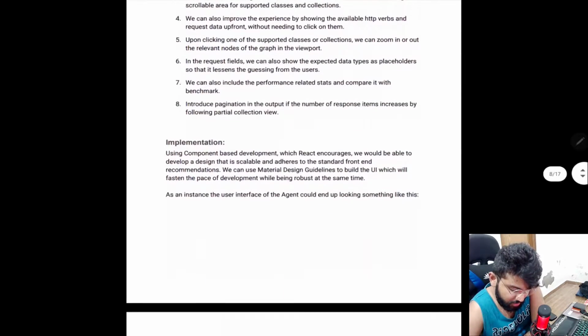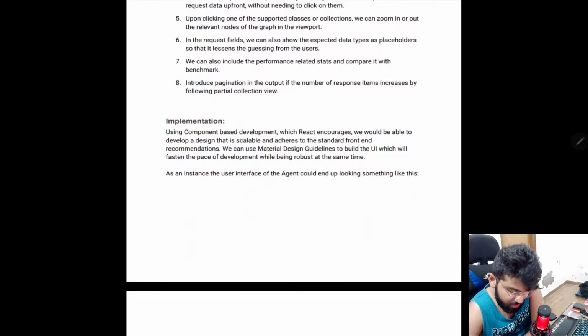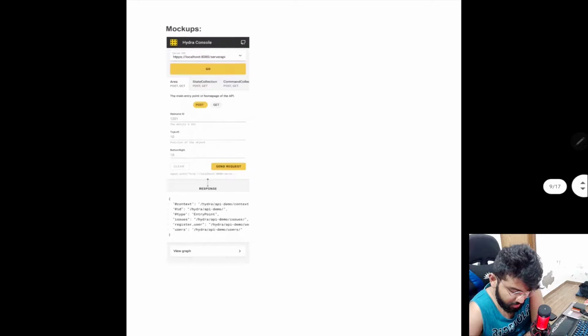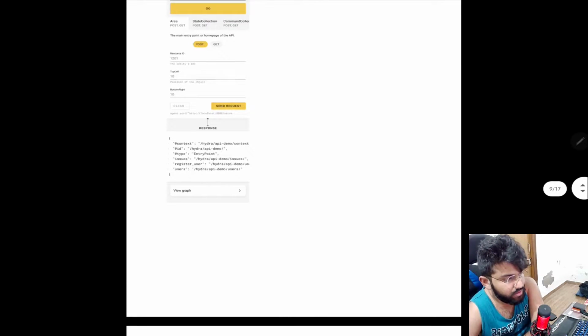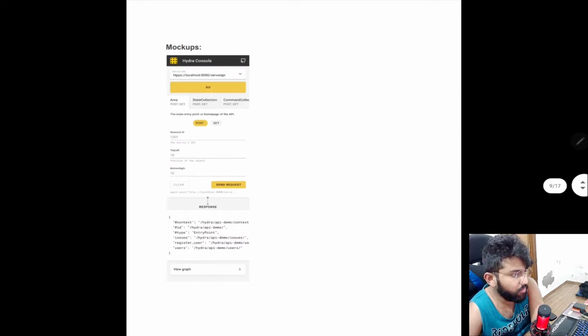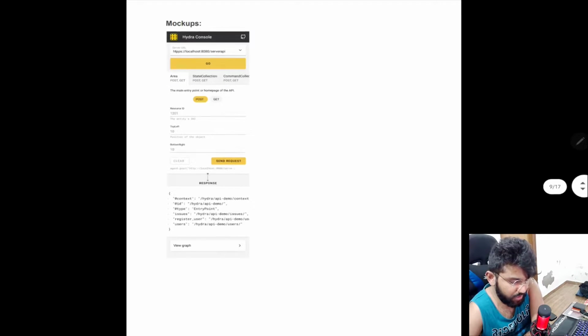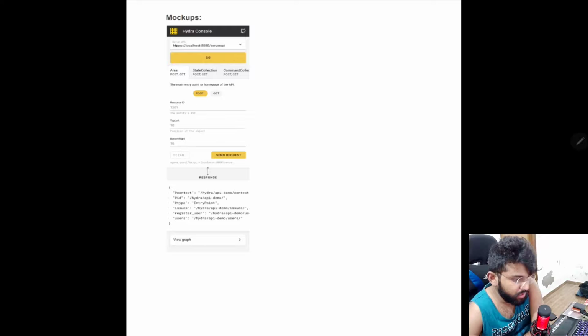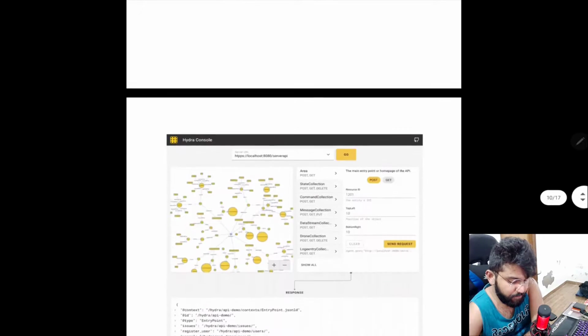Then I think he has gone into a bit more of implementation detail, and I guess he has mentioned his tech stack as well. He has drawn mockups. So this is something that you might want to do if you're working on a UI project. Showing them mockups of what you are going to deliver may be a good idea.